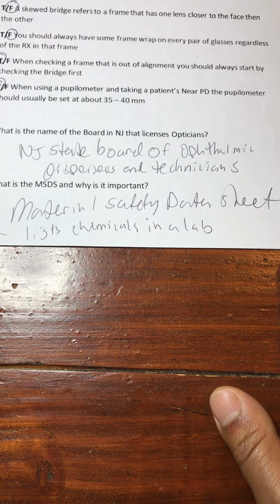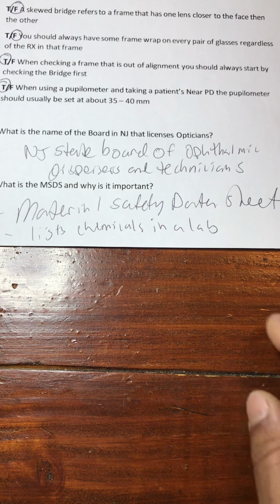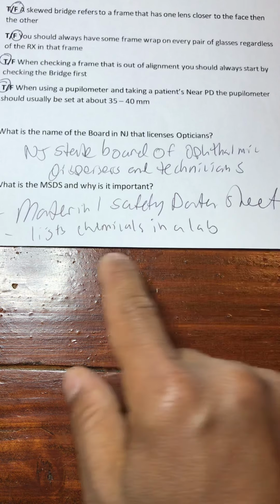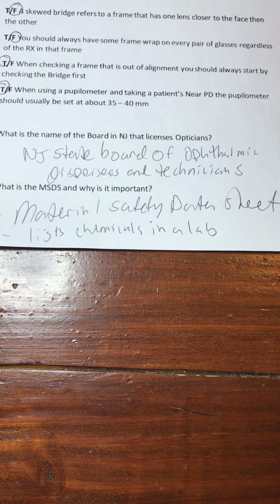MSDS, our old nemesis here. A couple people still didn't get it, but it's the Material Safety Data Sheet, and it essentially lists all the chemicals you come in contact with in the lab.